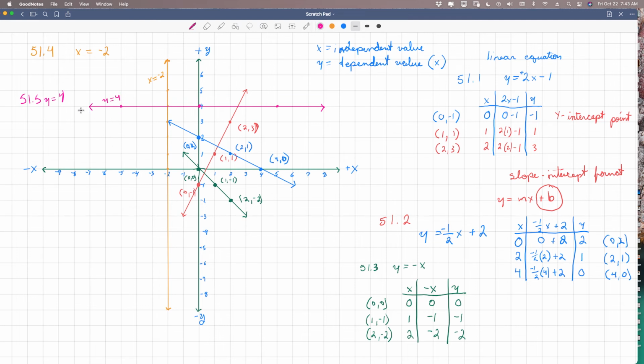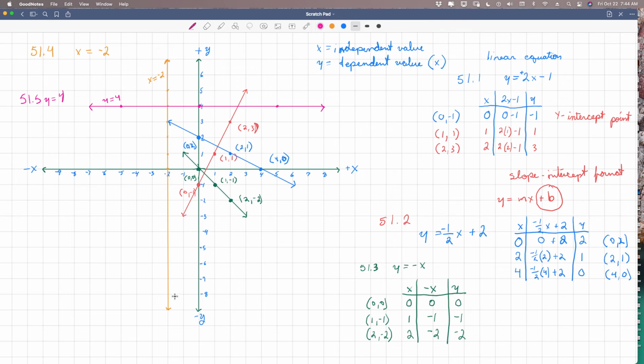And what that means is it doesn't matter. X could be -6, x could be +3, x could be +8, x could be -8. Y is always going to equal 4. Just like x always equals -2, y always equals 4. So when you're given a linear equation and you are told that it's x is equal to this, you're going to have a horizontal line. It is going to be straight up and down.